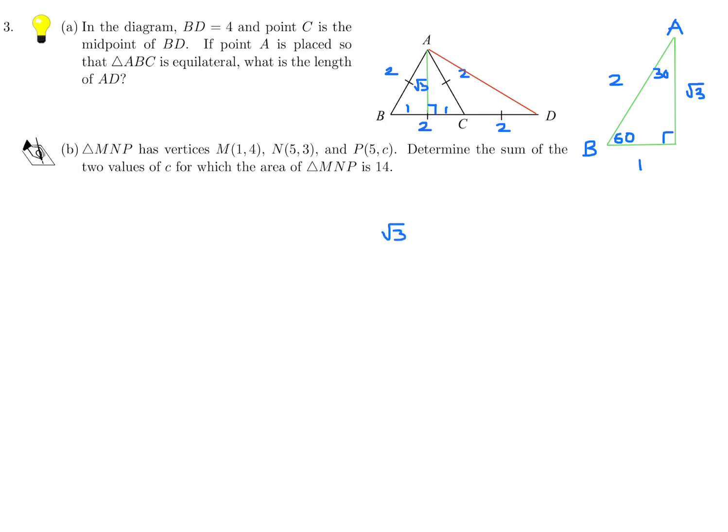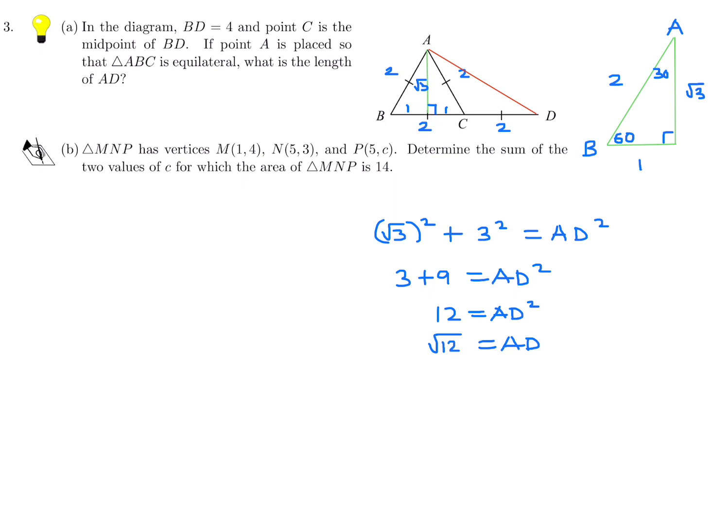So now we have root 3 squared plus 3 squared is equal to AD squared. So this is 3 plus 9 is AD squared. So that means 12 is AD squared. Taking the square root, we get the square root of 12, which is 2 root 3. And there we go. That's the length of AD, which is exactly what they wanted.